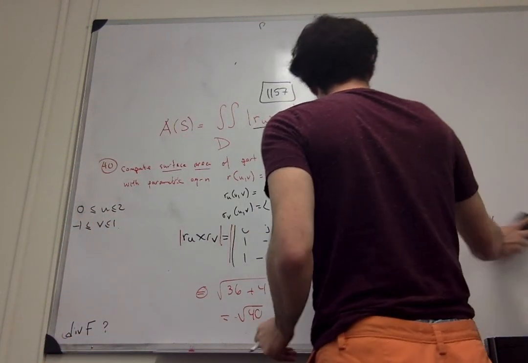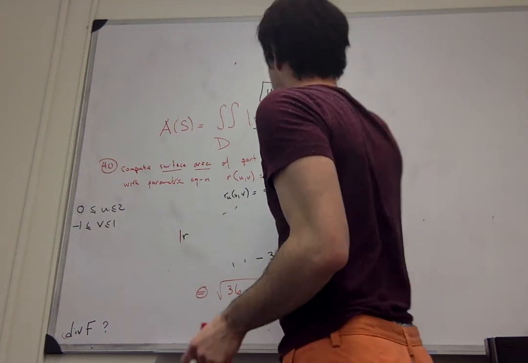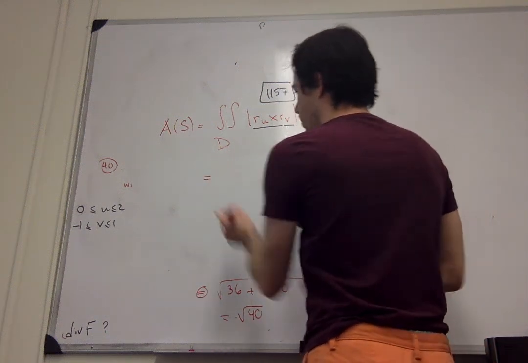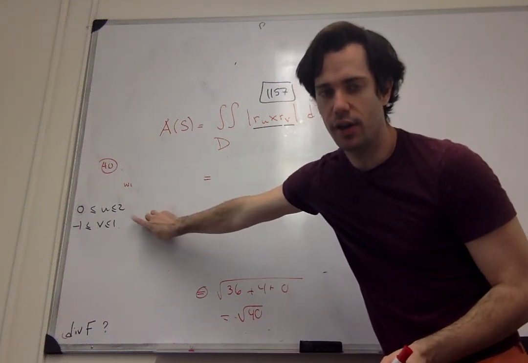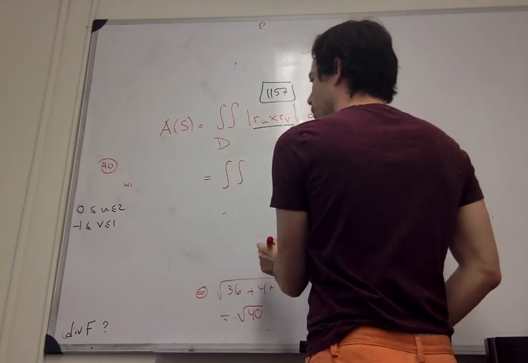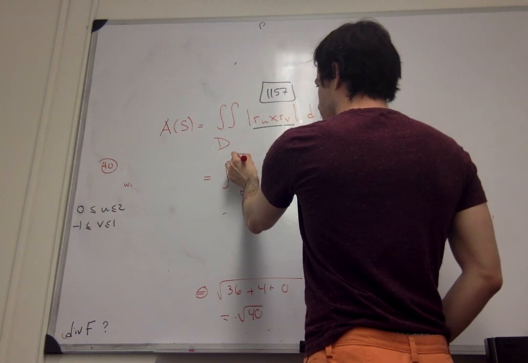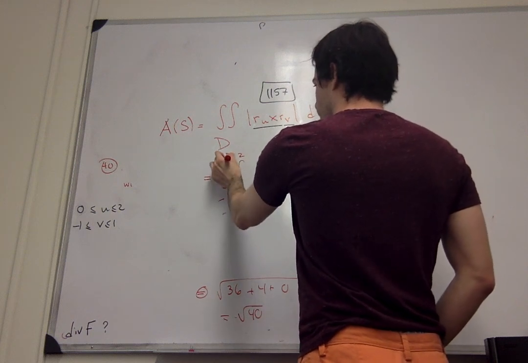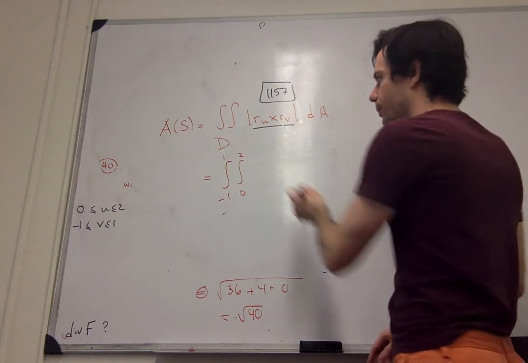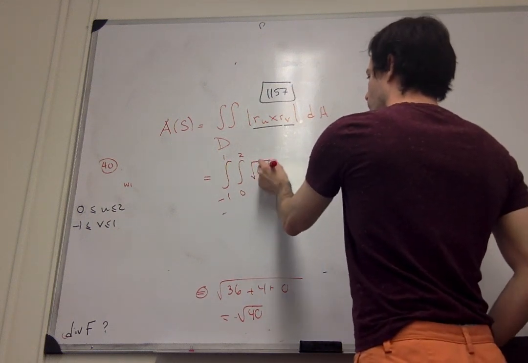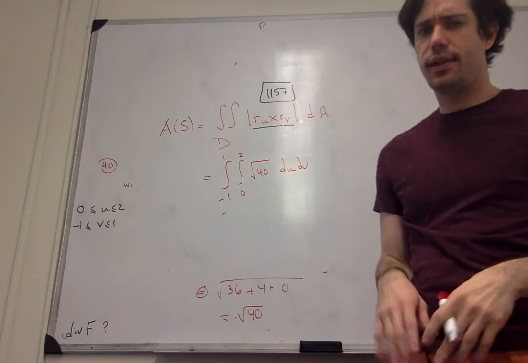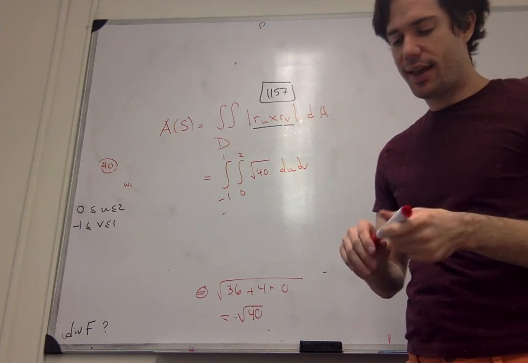So I'm just going to go up to my formula, and I'm going to use these points over here, u and v, and I'm going to replace it over here. So u is going from 0 to 2, v is going from negative 1 to 1, and I just showed that the integrand is equal to the square root of 40. So this is the square root of 40 du dv, and I'll leave the rest of it as an exercise.